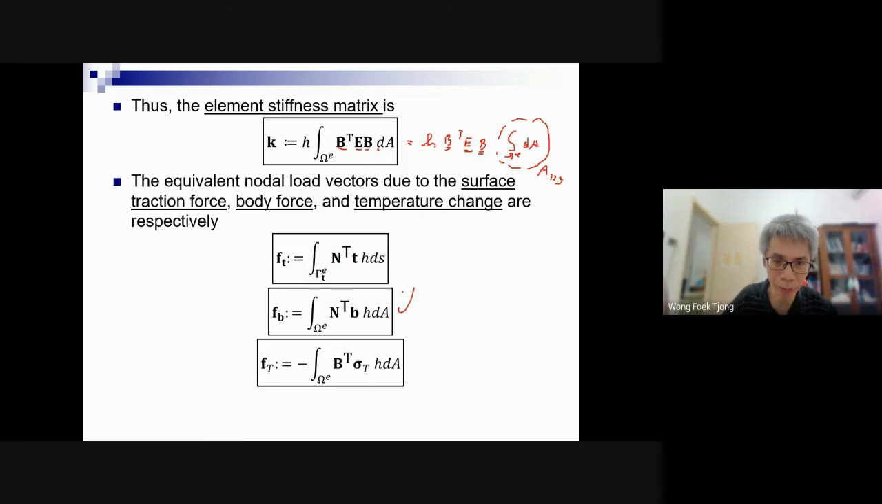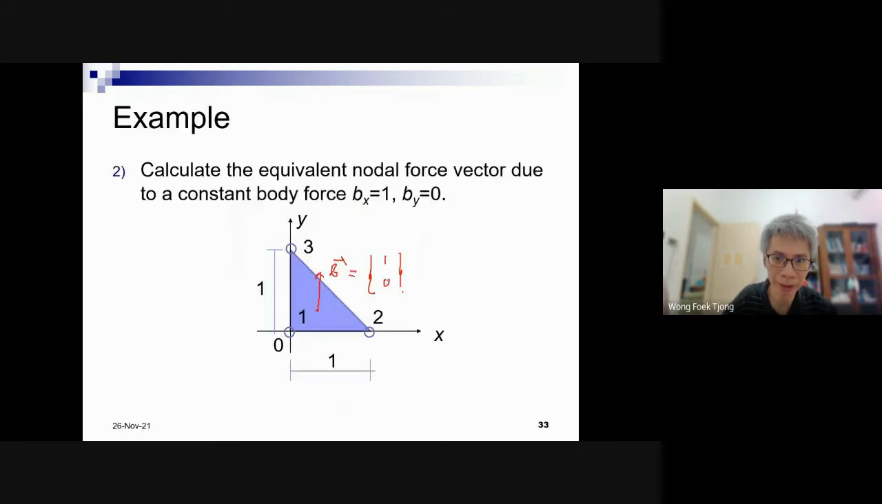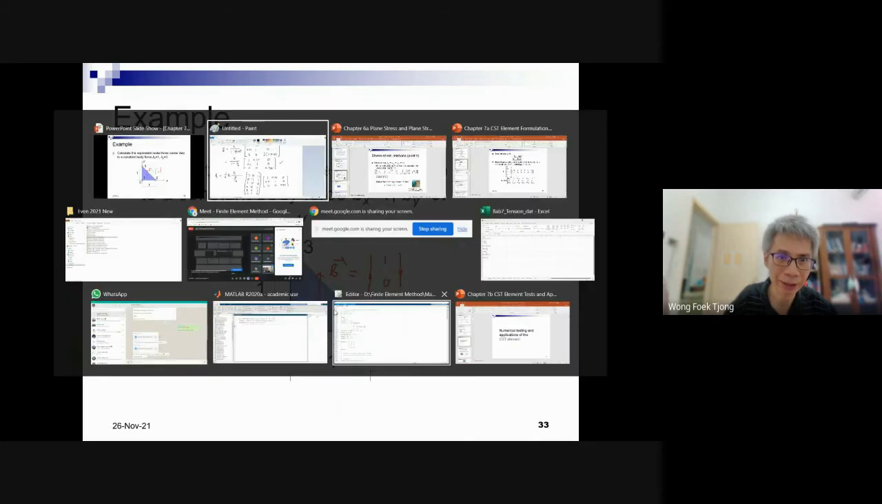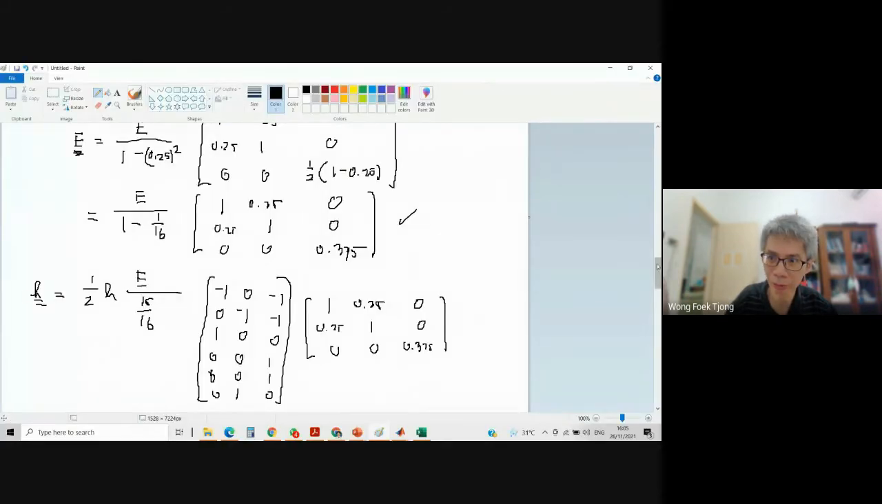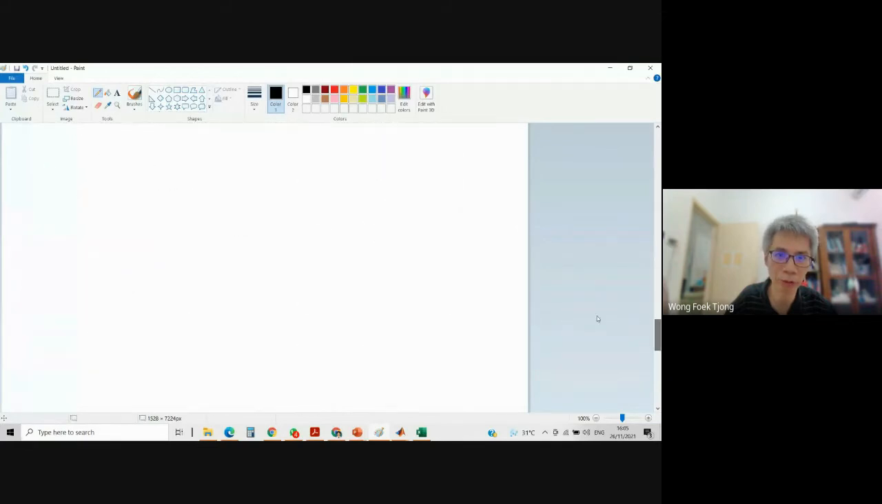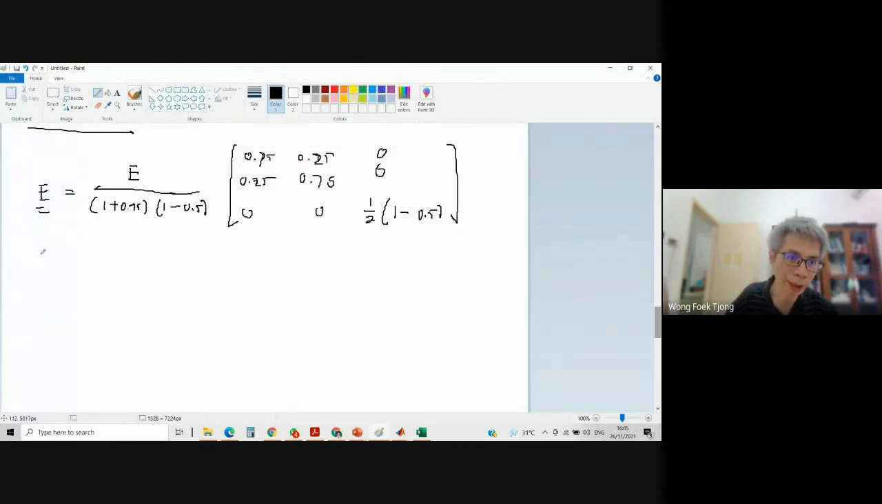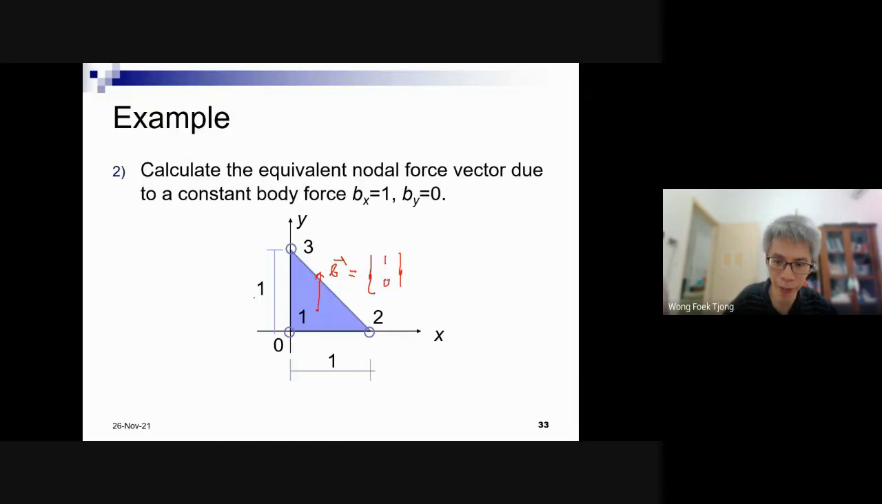How do we perform the computation for this element? Can anyone do this? Let's do it again in Paintbrush. The equivalent nodal force due to the body force is given by the integral over the element domain of the transpose shape function matrix N times b, times h dA, according to this formula.